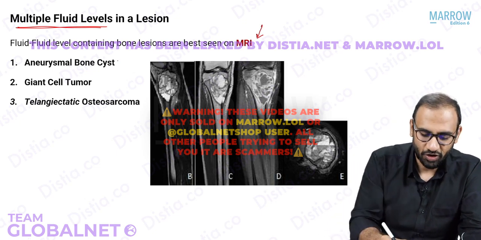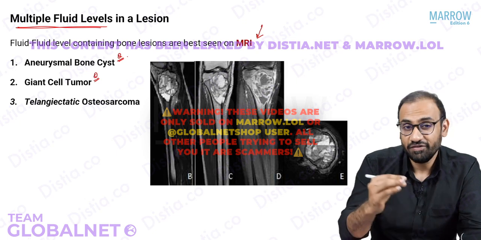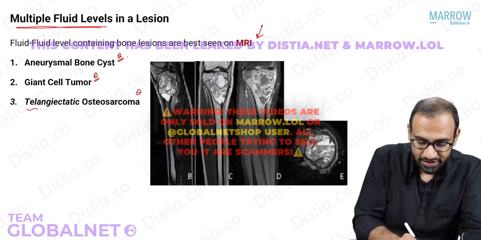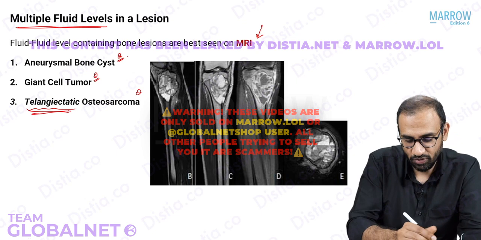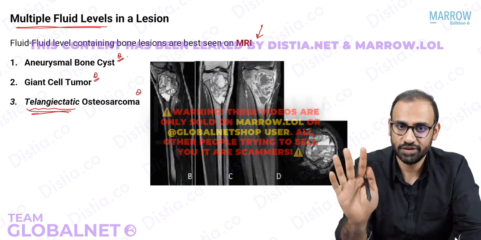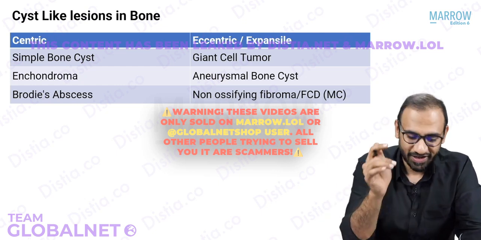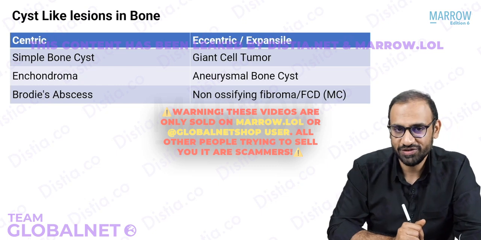Direct MCQ. Obviously one is aneurysmal bone cyst. Another is giant cell tumor and a variant of osteosarcoma known as telangiectatic osteosarcoma. These all will give you fluid levels in the bone. Okay. Finally, to make your life a little easy when it comes to cysts and lesions in the bone, this is a table that will help you make a diagnosis on your exam.